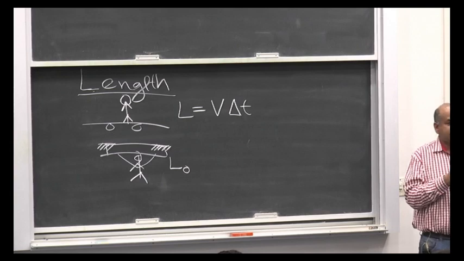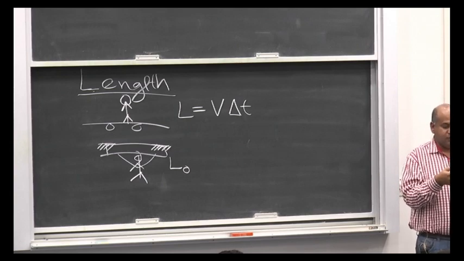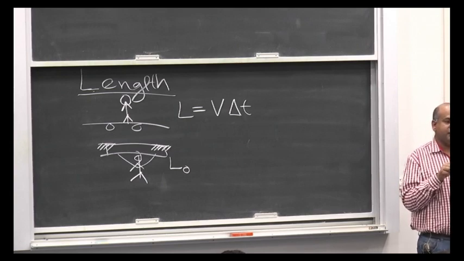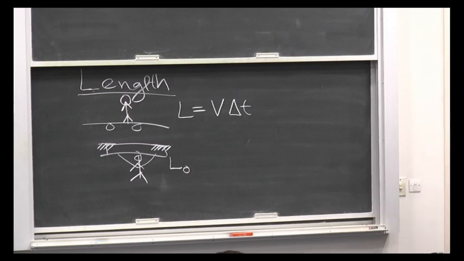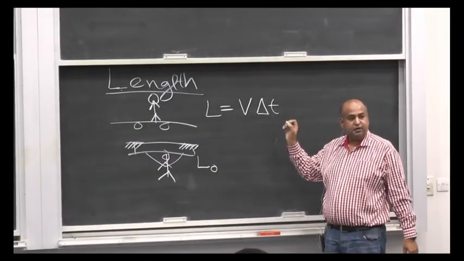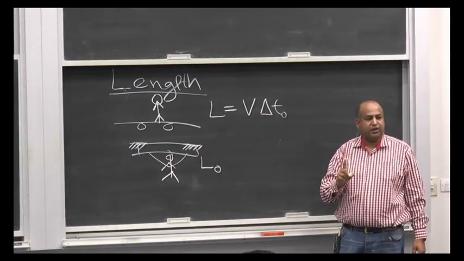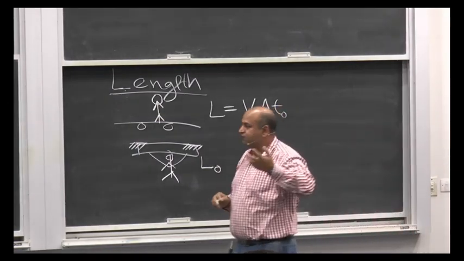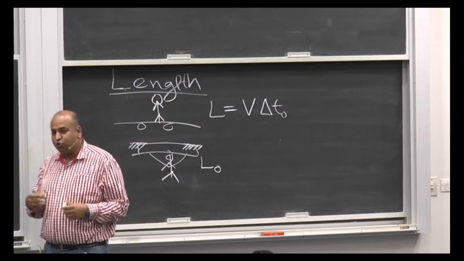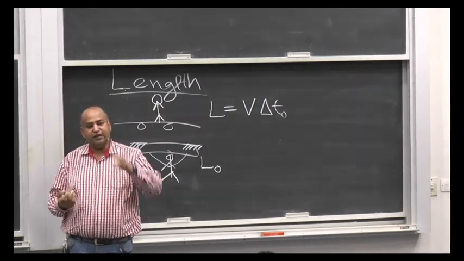So my torch is fixed here. The event one was light went out and came back. The event two was light went out and came back. Both events in my frame are happening at the same position. So it means the time interval read by Anna is proper time. This is very important to identify, because half of the people, more than half actually, get it wrong, even at a higher level.